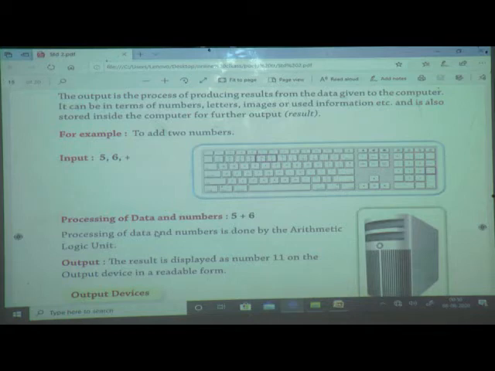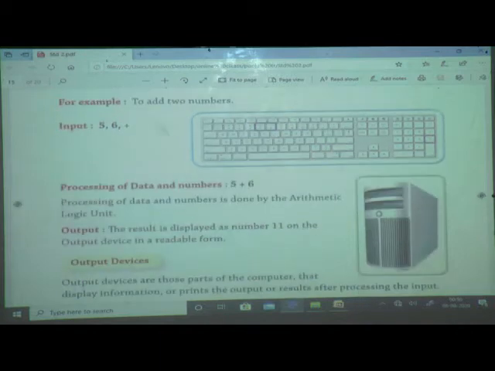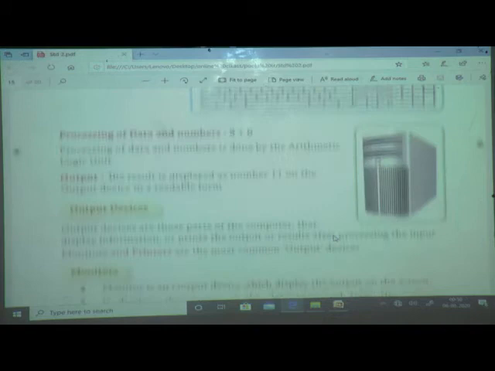Then who calculates this type of example? Arithmetic and logical unit, means ALU. Next, output. Then who will give the output? The result is displayed as number 11 on the output device in a readable form. We can read this output. We can't see what the CPU is doing, but we will get only output, right?